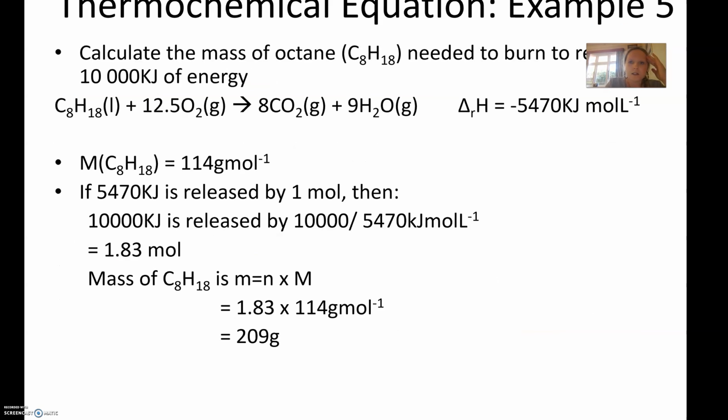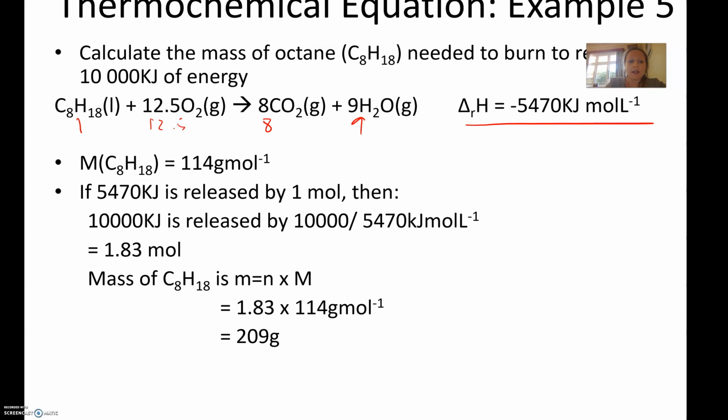Okay. So here's another example, example 5. I said we're just going to do a bunch of these today. So this one here says calculate the mass of octane needed to burn to release 10,000 kilojoules of energy. So a little bit harder, this one actually. Here's the equation where we have 1 mole to 12.5 moles to 8 moles to 9 moles, and this amount of energy is released. So what we need to look at here is what's really going on.